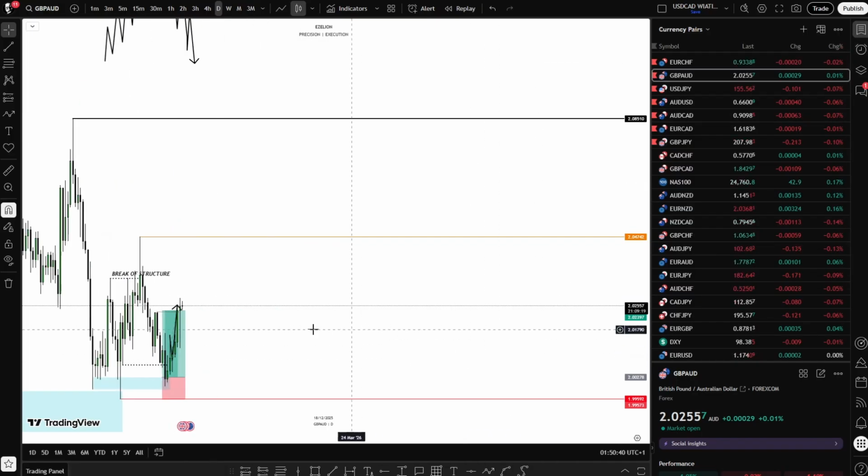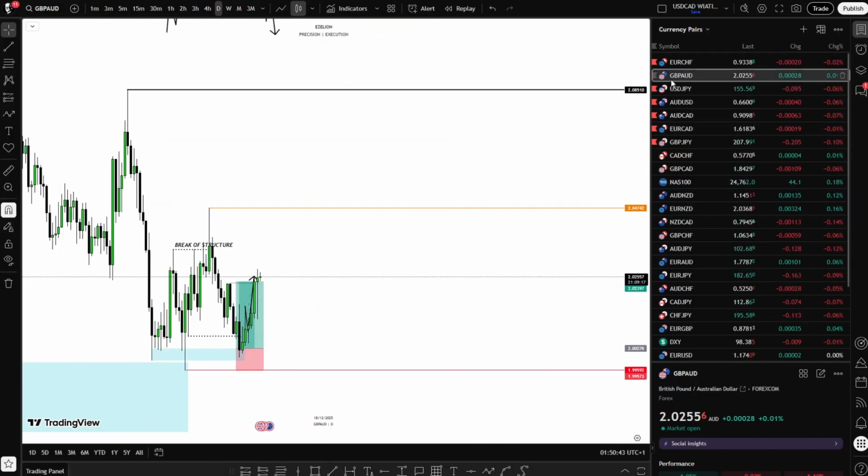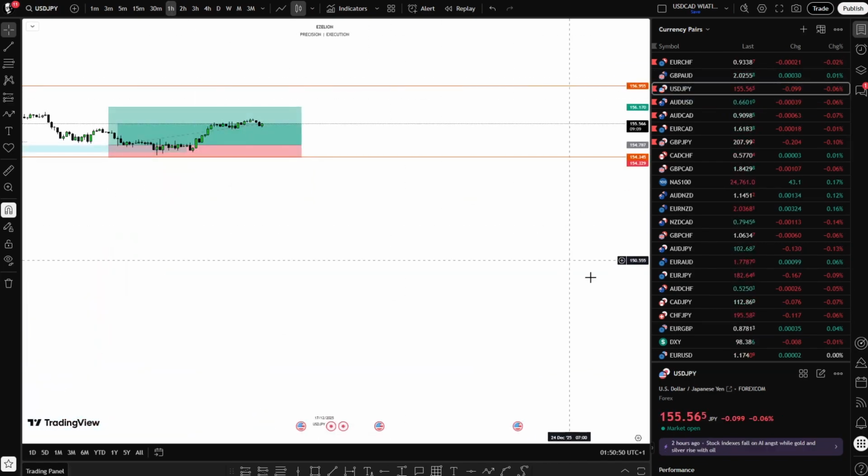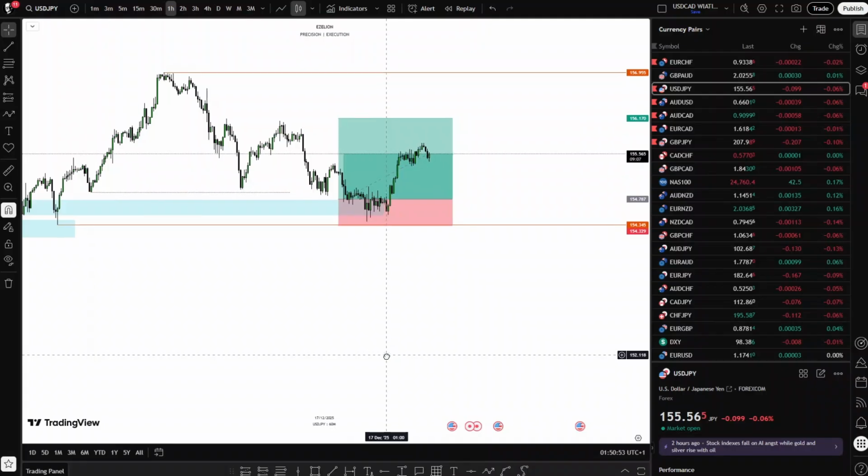What happened there? Okay, this is a trade that has hit take profit. I think we should get rid of it. And USDJPY. Now USDJPY, this trade is currently trading.